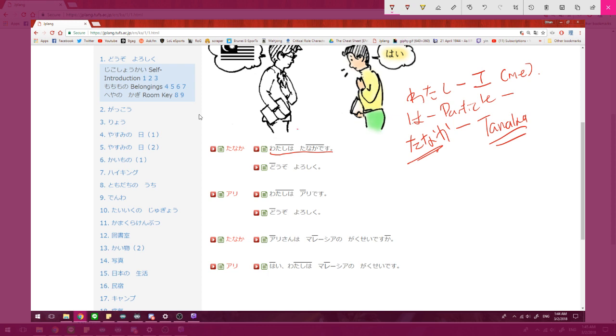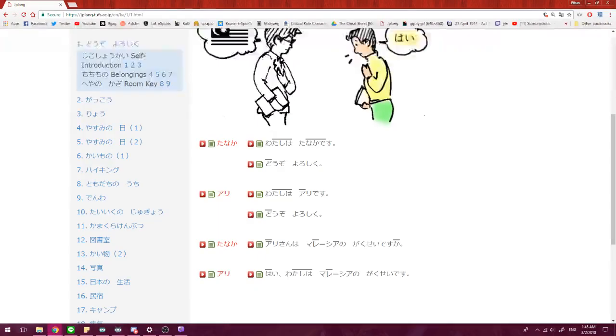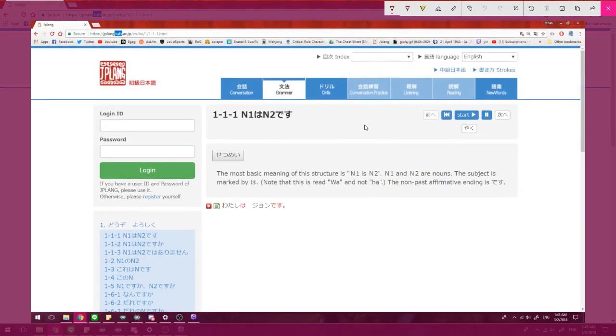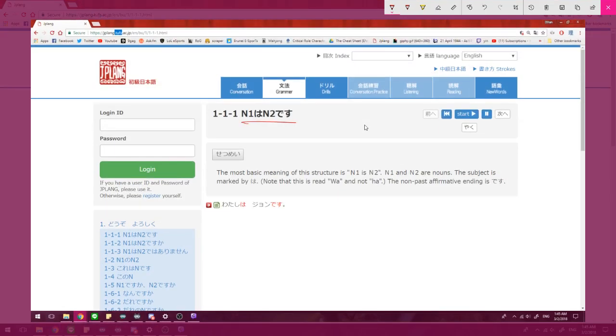So this wa particle is the introduction to basically building a noun sentence in Japanese, right? So I'm gonna drag this over here, and the first thing that we learn straight away is how to use the wa particle. In this case, the website doesn't really tell you too much how to use it properly. So N1 means the first noun, right? And N2 means the second noun.